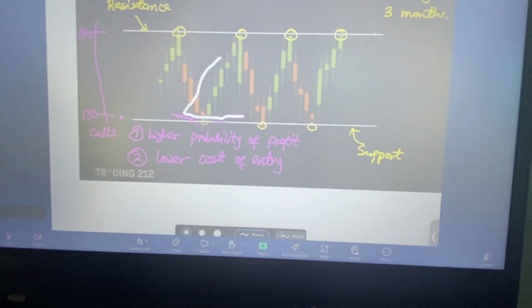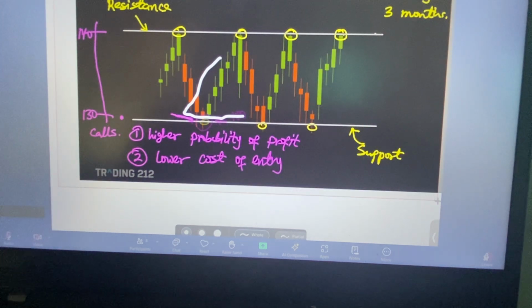Okay, and if you wanted to sell, where would you want to sell? At support or at resistance?